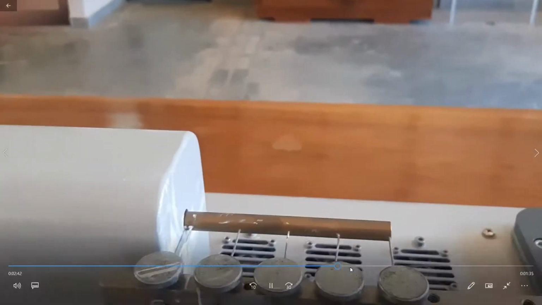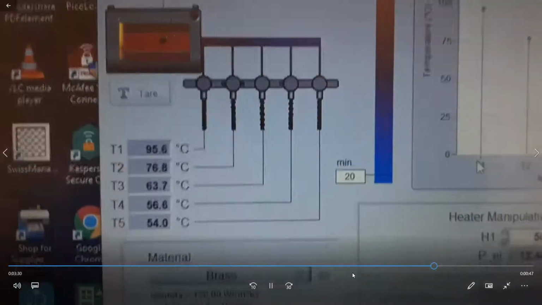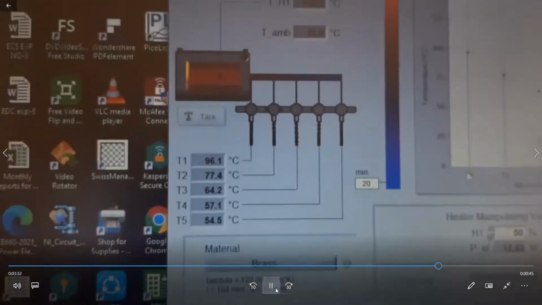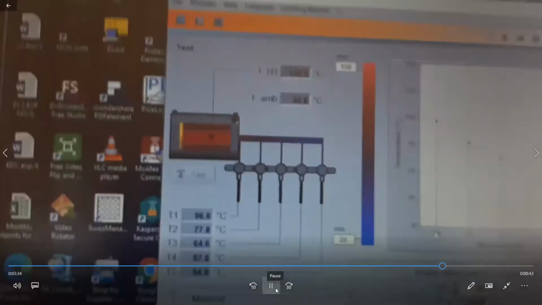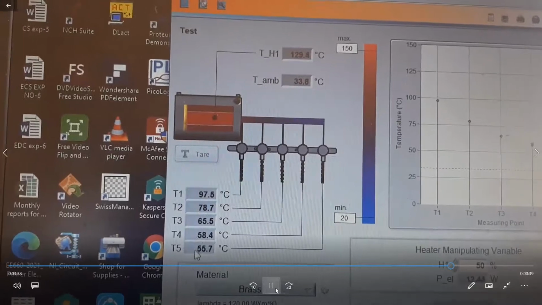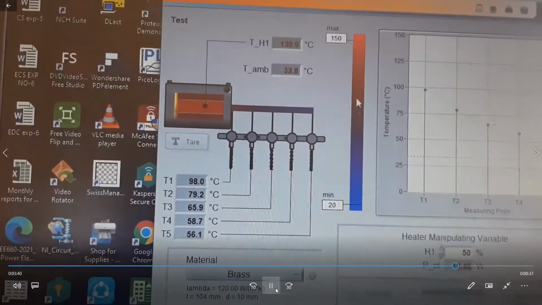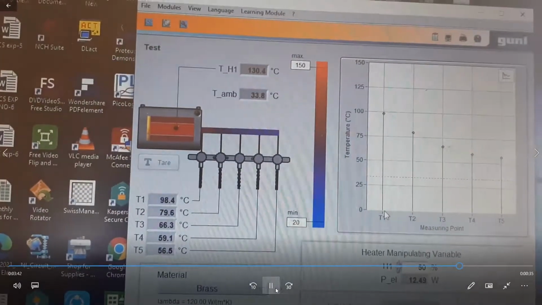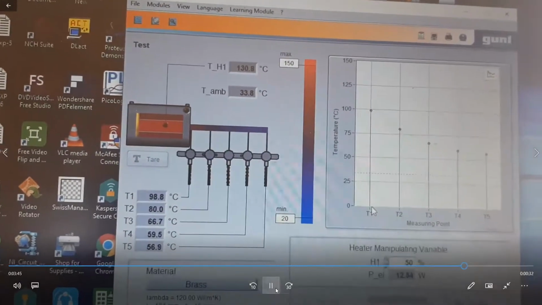Also, heat seal metal. We are going to heat it to 100 again. When T1 reaches 100, that should be the data. When it's 100, you have to stop and record these 5 temperatures. Then only you can plot the temperature curve.